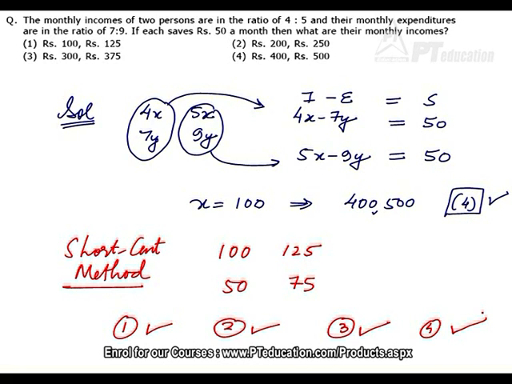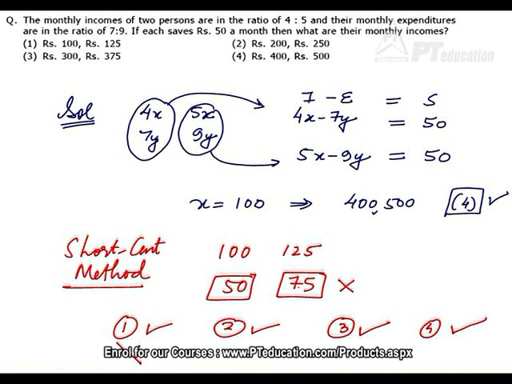Option 2, are they in the ratio 4:5? Yes, so option 2 may be right. Option 3, are the incomes in the ratio 4:5? Yes, so option 3 may also be right. And option 4, are the 2 in the ratio 4:5? Yes, so again option 4 may be right. So this trick did not help us eliminate any option.